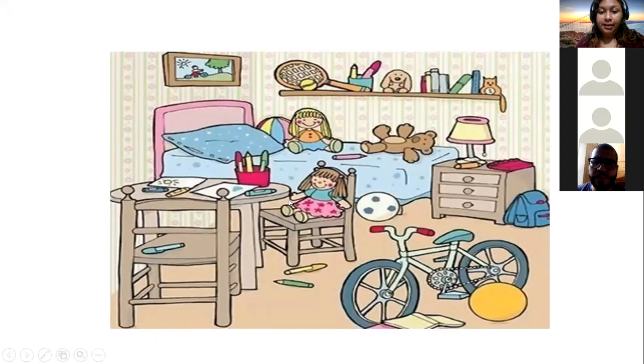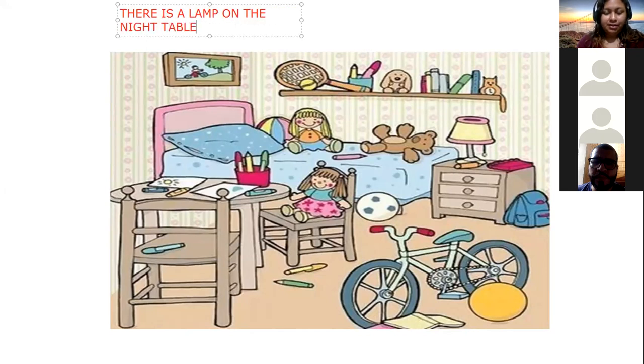Okay. Bedside. Good. Or night table. Okay. Very good. So we say one more time. There is, right? There is. There what? Is. What is this item? Lamp. Good. A lamp. On the table. Good. The night table. Yes. Or bedside table. There is the lamp on the night table.